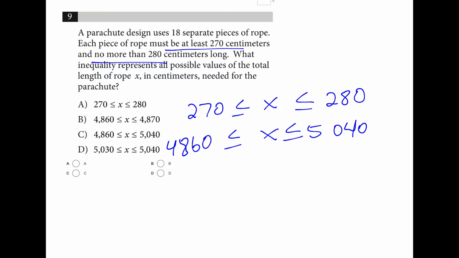And our range should have jumped a little bit, so this one is no good anymore. That was our original one for one single piece of rope. And which one has the correct inequalities and totals? That would be C.